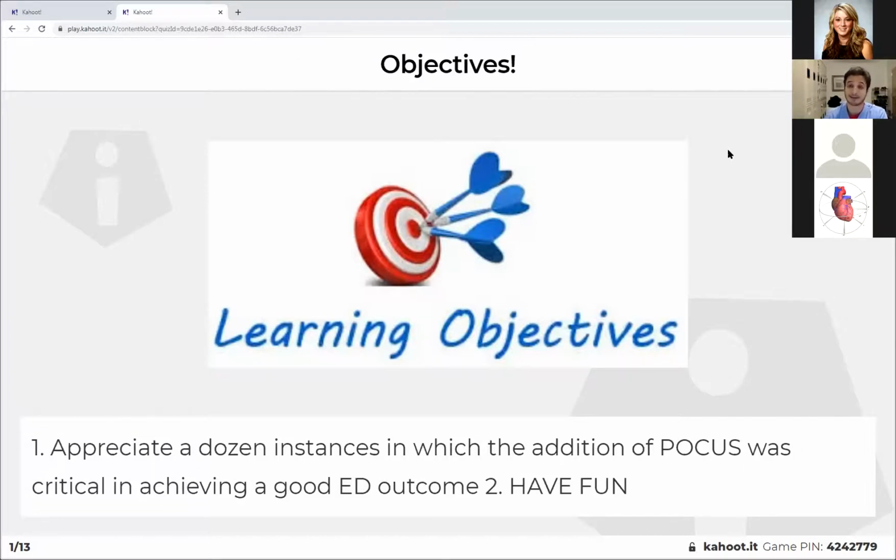You don't have to be. You can make a positive impact in your patients' lives just by picking up the probe and sticking it somewhere on the body. And that's going to be the recurring theme of these cases.